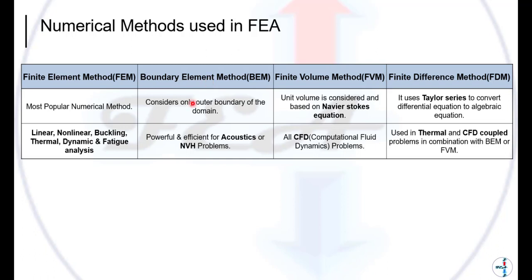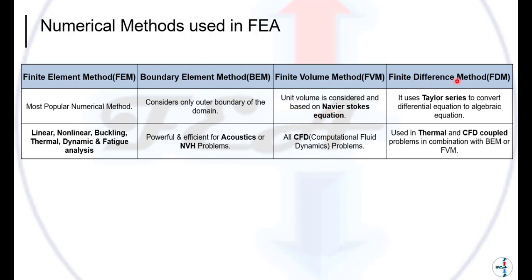This one is boundary element method. Here only the outer boundary of the geometry is considered for discretization. So this is an efficient method for acoustics and NVH kind of problems. Next one is finite volume method. Here unit volume is considered, and all the problems will be solved by using Navier-Stokes equations. So generally all kinds of CFD, computational fluid dynamics problems, will be solved by using this finite volume method.